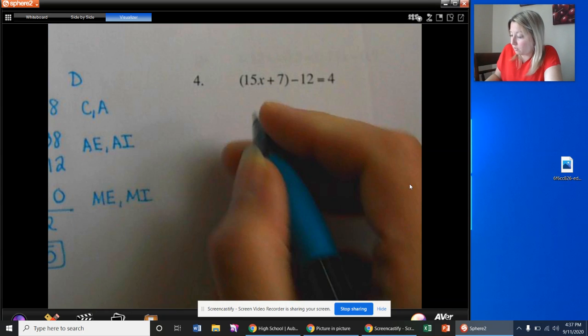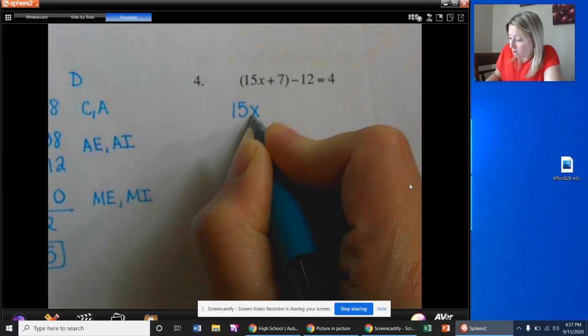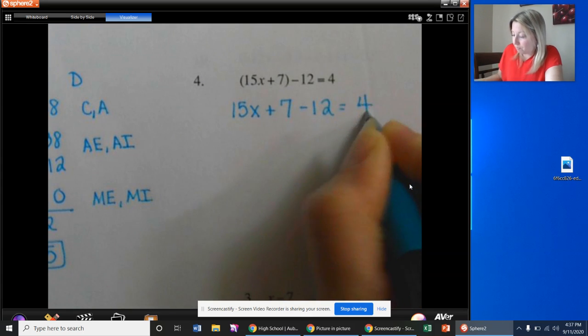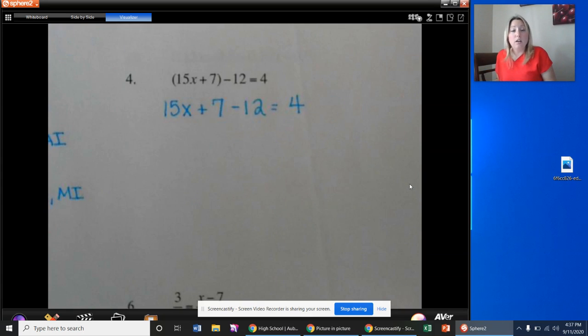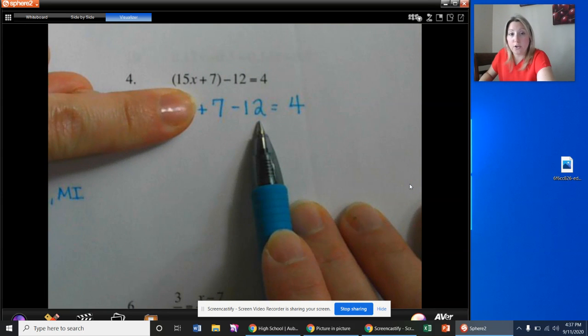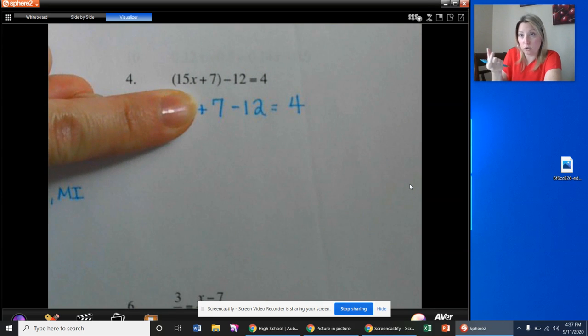So I can just bring the 15x and the positive 7 out, bring down the -12, the equal sign, and the 4. Now, remember what I said on the other side, right? If I have like terms next to each other already, I just group them together, add them up into one term, and that's the associative property. So here, my two numbers are already next to each other. So I don't need to use the commutative property to switch their order to get them next to each other. I'm just going to group them up.